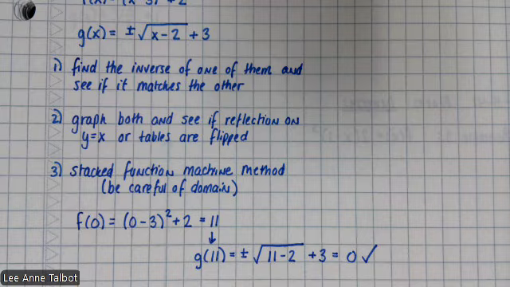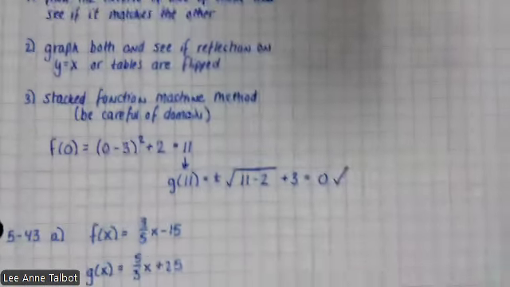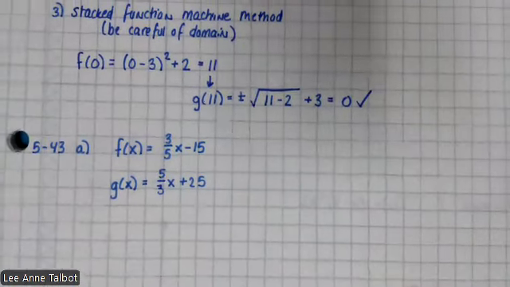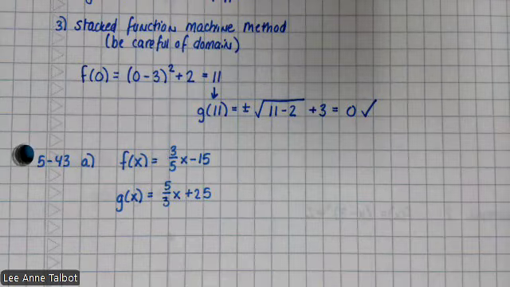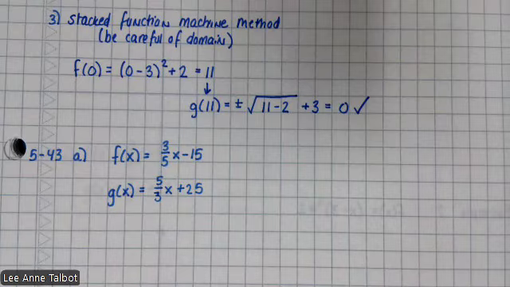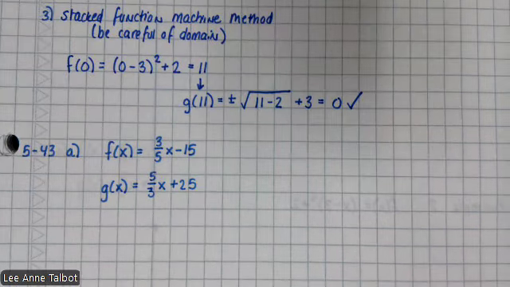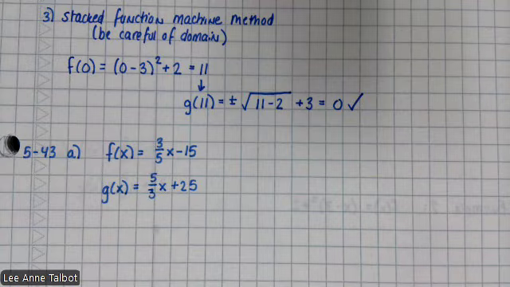Okay, I want you guys to try the stacked function machine method on number 43A. Yes. And then we're done. Use 0. It's super easy. It's not bad at all, I promise.